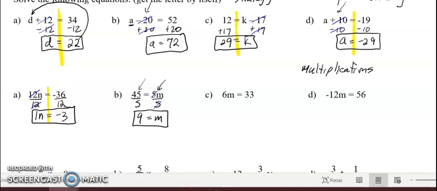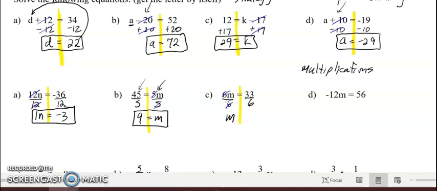Now, letter C is a little bit different because it's not going to work out evenly. I see that I need to eliminate the coefficient on the m, which is 6. So it's a multiplication by 6, so I'm going to divide by 6. And the rule is whatever you do to one side, you have to do to the other side. You don't switch sides for anything here. All you do is you divide both sides by the same amount. So the 6 divided by 6 is going to be just 1m, right, all by itself.